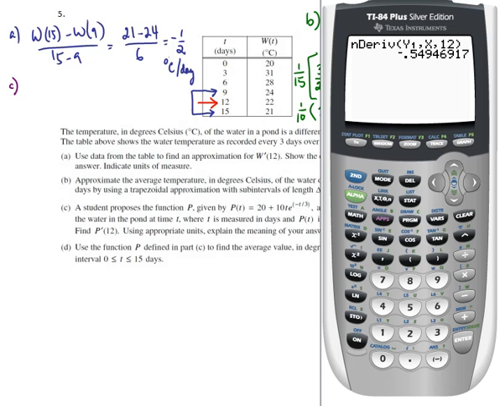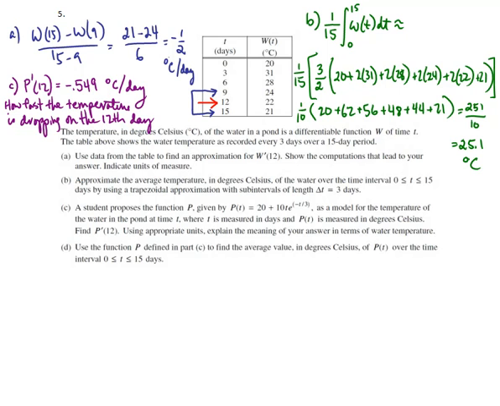And so I'll move the calculator over, and the units there will be degrees Celsius per day. And that is how fast the temperature is dropping on the 12th day.